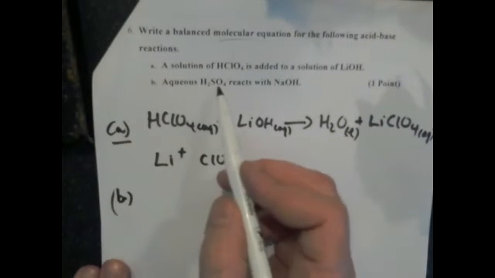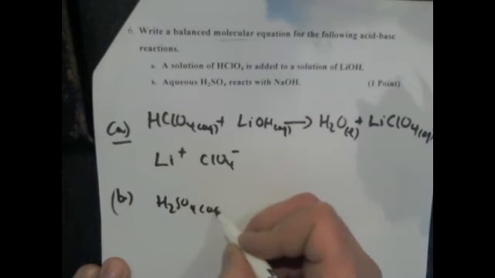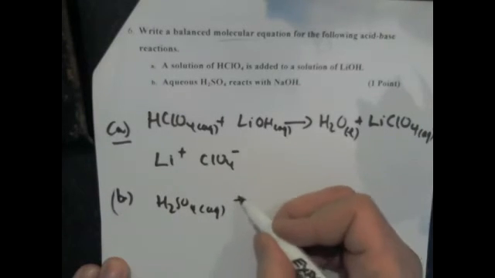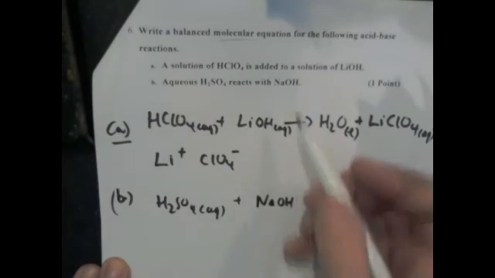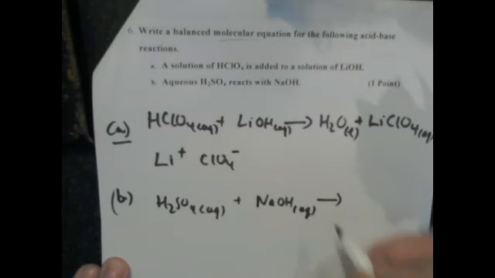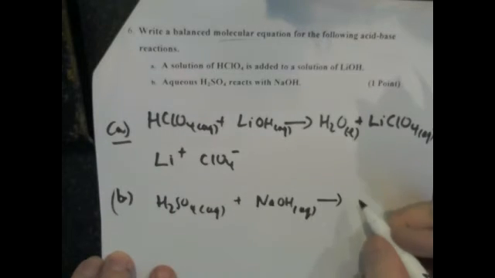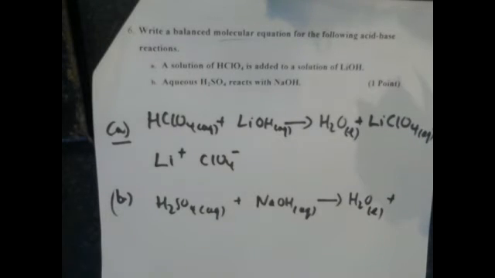Then it says an aqueous solution of H2SO4, so H2SO4 (aq) reacts with sodium hydroxide, and anything that has sodium in it is always going to be (aq) when there's water present. What does it form? It forms water, which is a liquid, and then an ionic compound, and we're going to have to figure out the formula of that ionic compound.